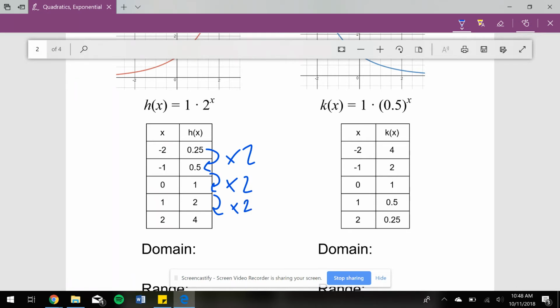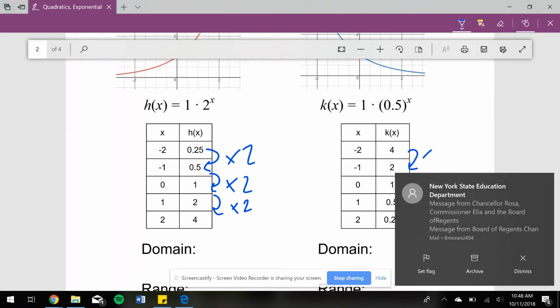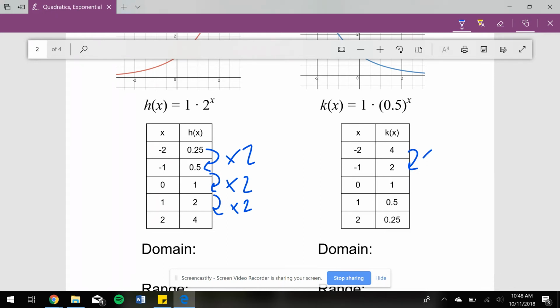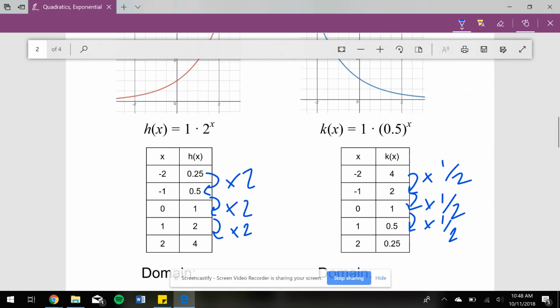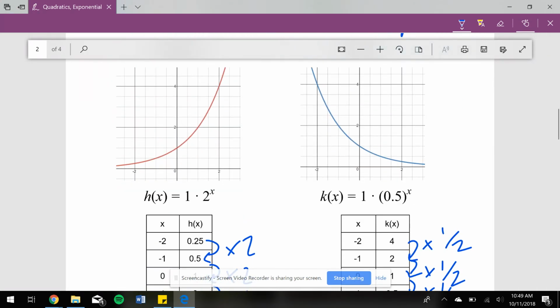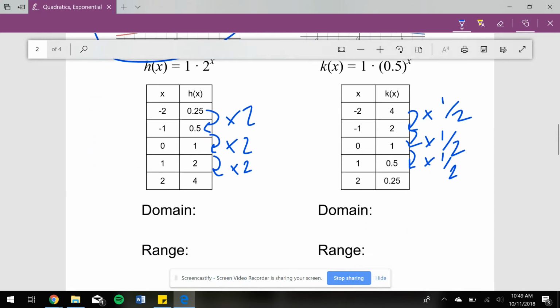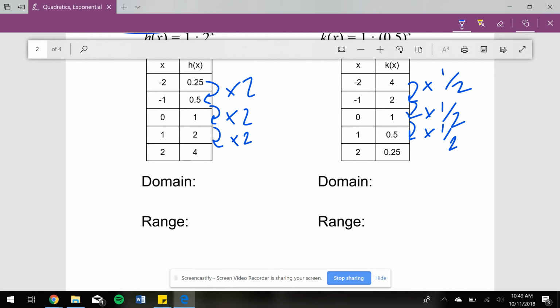Here, to get from 4 to 2, I've got to divide by 2, or times 1/2. And I do it again, times 1/2, times 1/2. So we notice a pattern of multiplication. Once again, looking at domain, it's all the x values I can plug in. There's nowhere on this function that I can't plug in an x. And there's the bell. Fantastic. So I can once again look at all real numbers. Same is going to be here.